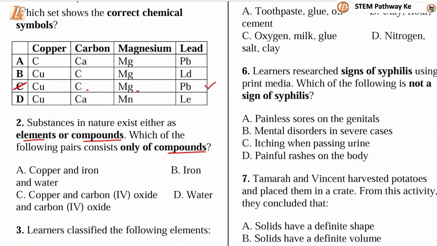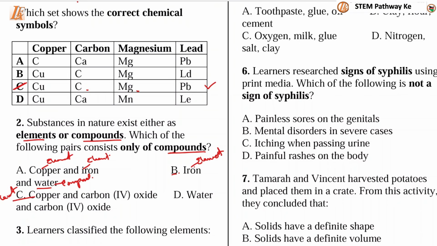We have copper, this is an element. Then we have iron, this is an element. So the first one is incorrect. The second one, B, we have iron, this is an element, then we have water, which is a compound. So in this case, B consists of an element and a compound, but the question is asking which one consists only of compounds.